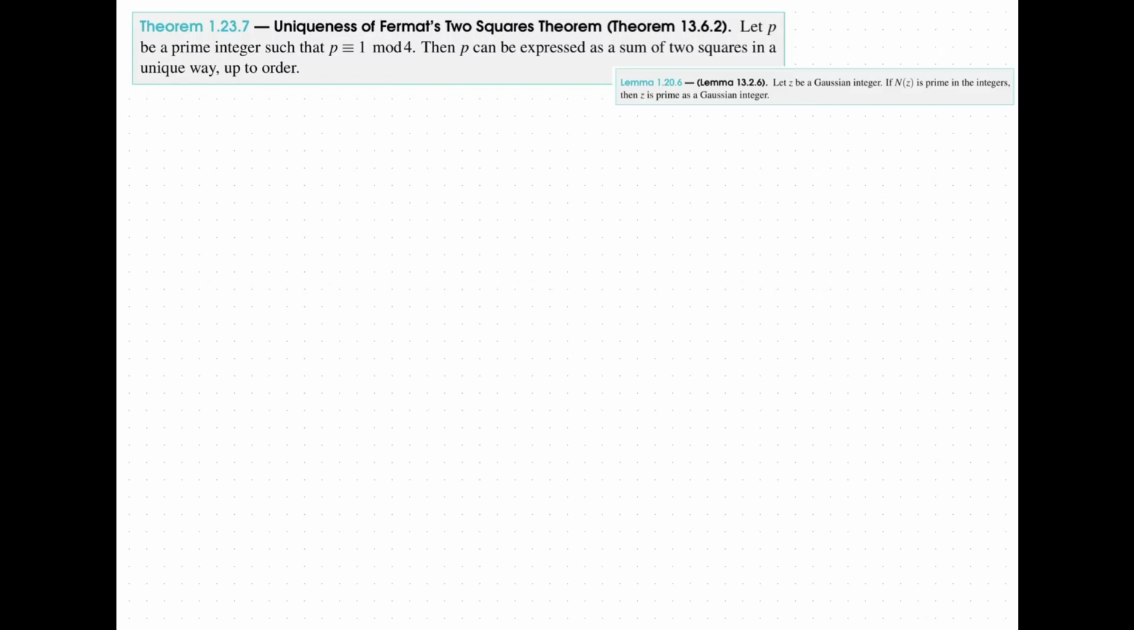Okay, so let's go ahead and prove this. So proof. So let p equal a squared plus b squared equals c squared plus d squared for a, b, c, and d integers. And so now we have these two ways of writing p. And what we are going to see is that they are the same up to order.